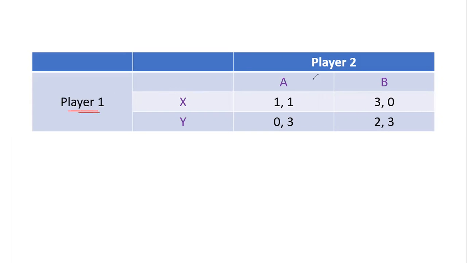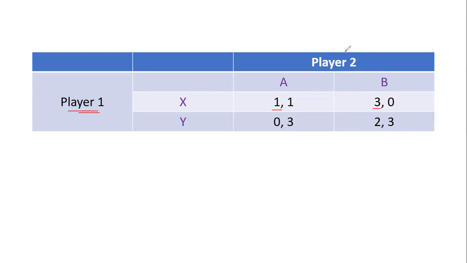If player 2 plays A, what should player 1 play? He should play X. Underline it. If player 2 plays B, what should player 1 play? He should play X. Underline.